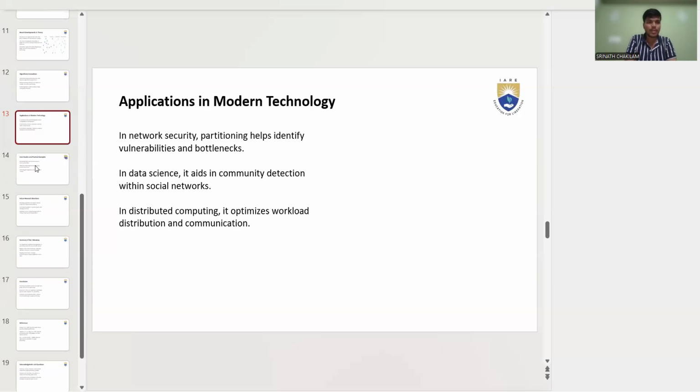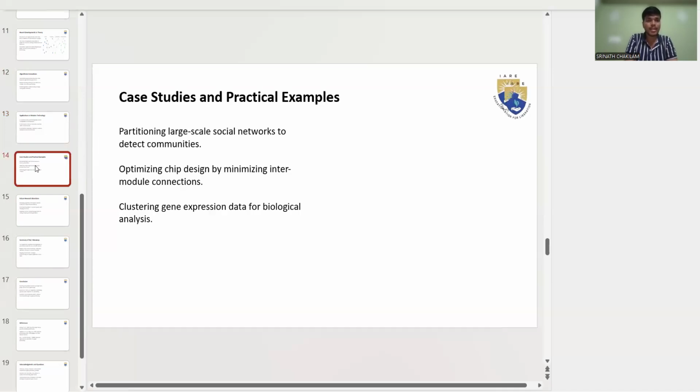And the next slide is the case studies and practical examples. Partitioning large-scale social networks to detect communities. Optimizing chip design for minimizing inter-module connections. Clustering gene expression data for biological analysis.